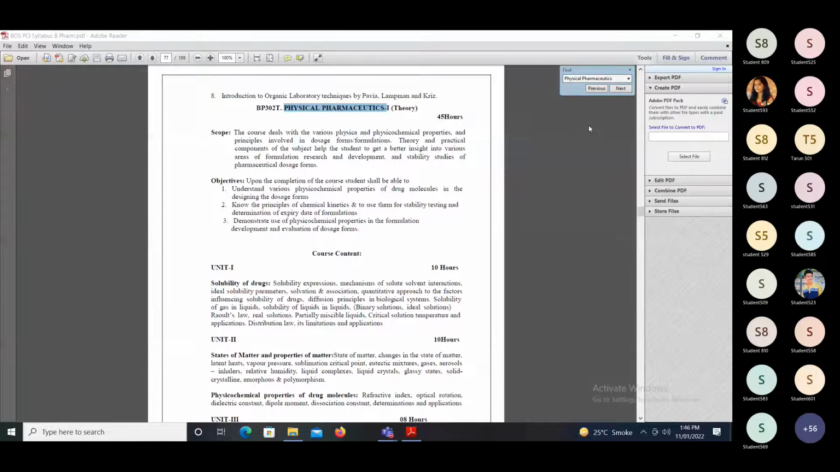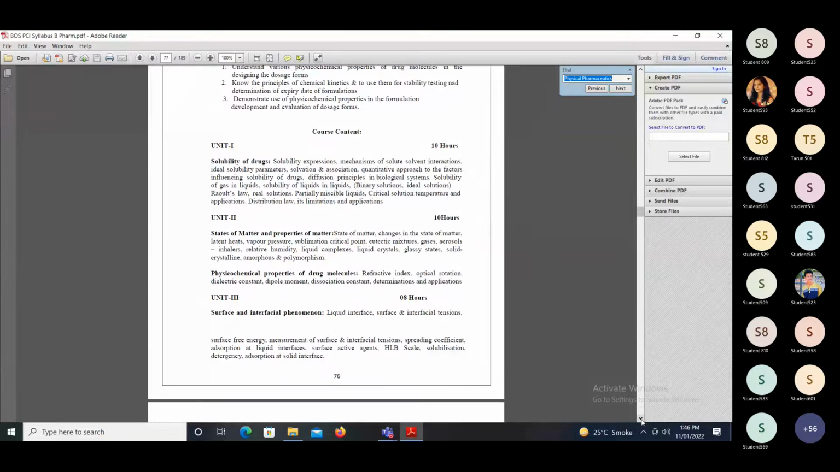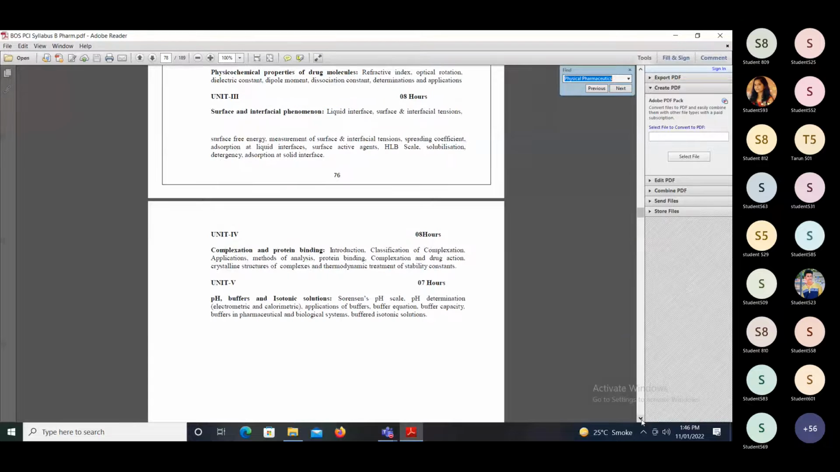In Physical Pharmaceutics 1, we already discussed the solubility of the drug, then states of matter and properties of the drug, and different physicochemical properties of the drug molecules, and surface tension and interfacial tension, complexation and protein binding, and in the last, unit number 5, the pH buffers and isotonic solutions part. We have already discussed this part.